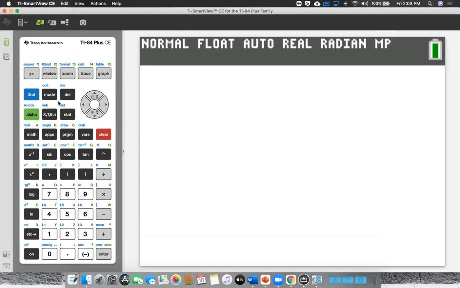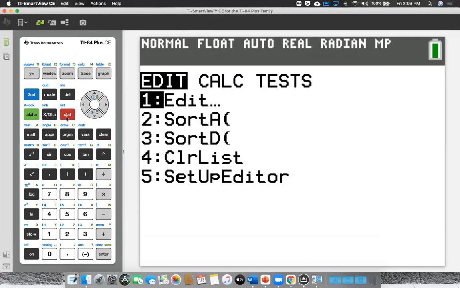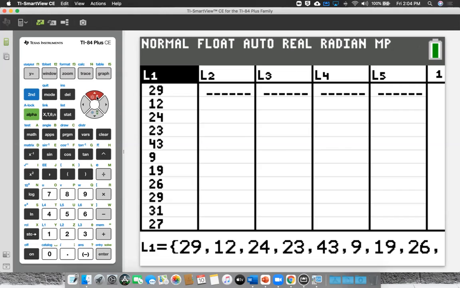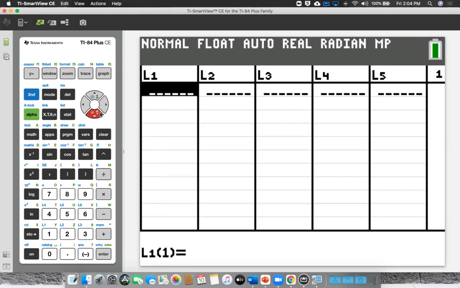Okay. So we have two lists. Go to your list: Stat, and then Edit. If you have a list already there, remember to clear it because we don't need that list. To clear it, go up to the top of the list, hit Clear, and then go back down to the bottom of the list, and it's gone.